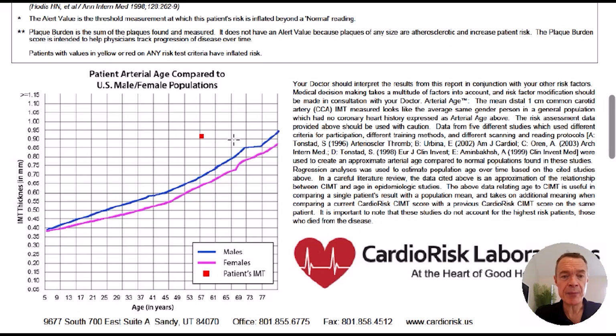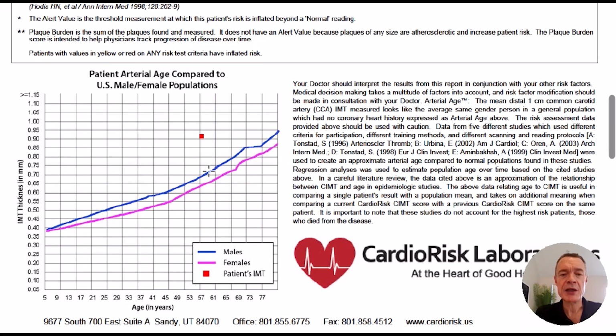So you can see up here, I'm the red dot, 0.92 millimeters is the IMT thickness on the left, age on the bottom, at the age of 57. I should have been, if I was quote unquote normal, approximately 0.73 where I'm moving the mouse, but it was all the way up here, which correlates over here on the right-hand side to my 78 years artery age.